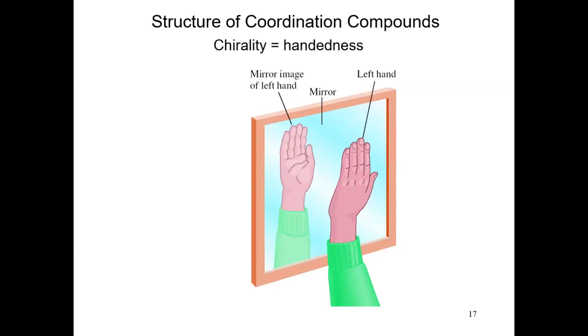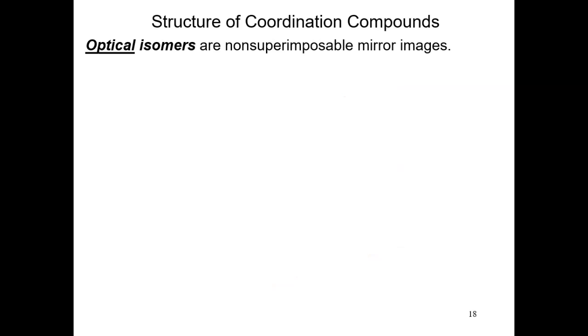This phenomenon of structures that are not superimposable on their mirror image has a word. These are called optical isomers. So these are compounds or structures that are mirror images of each other, but you cannot superimpose them. All right.